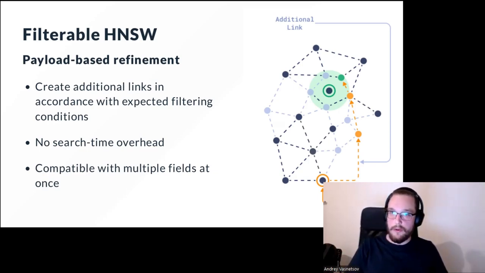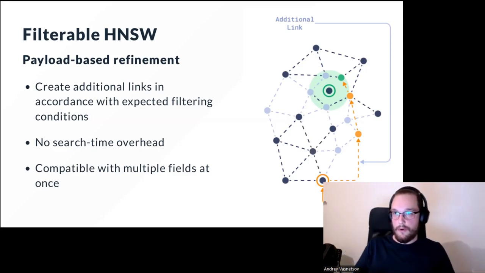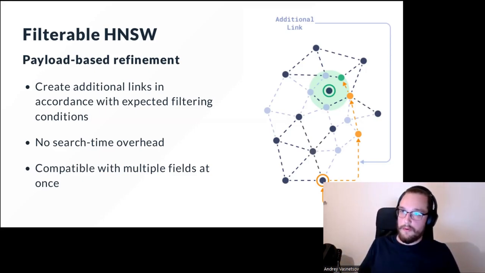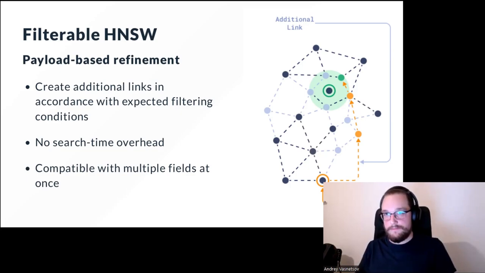That's another point, actually: this approach is compatible with multiple fields being used for filtering at once, because when we do that, we merge all the subgraphs into the main one, and we basically can deduplicate links at this stage. So only a fraction of additional memory will actually be required for this, and search speed won't be affected.